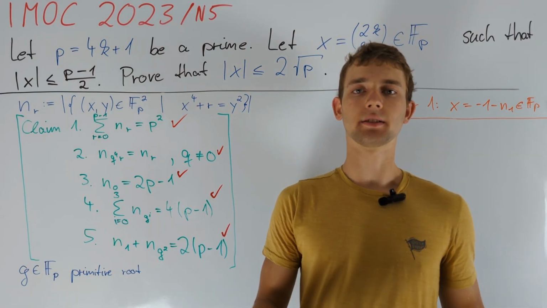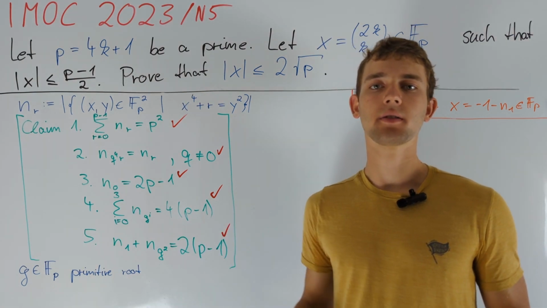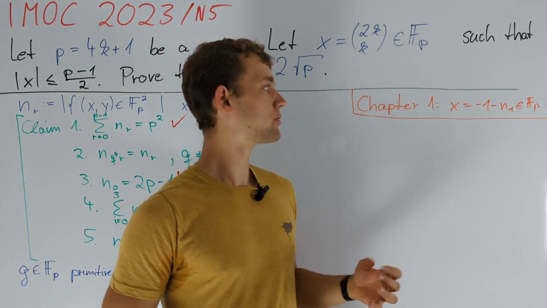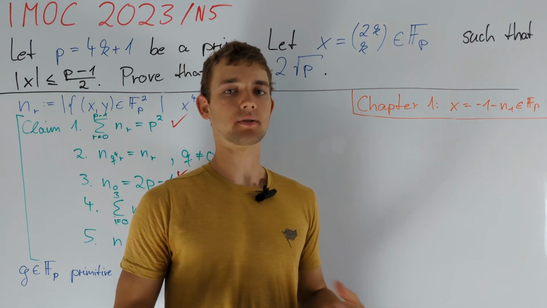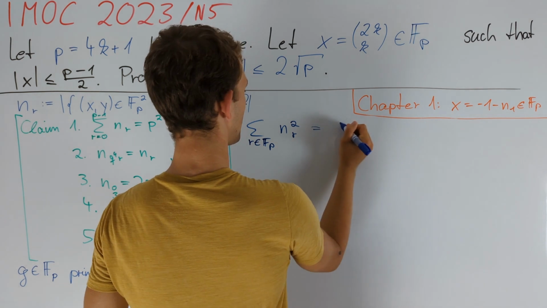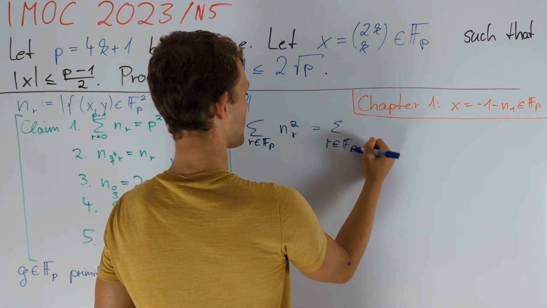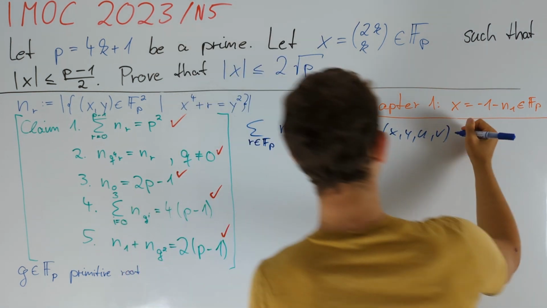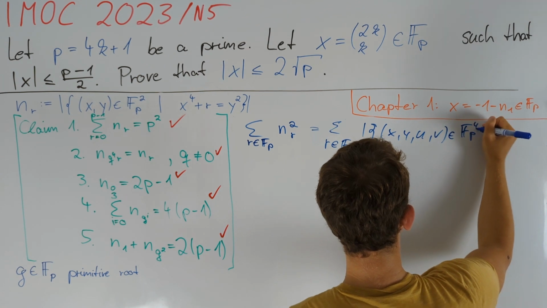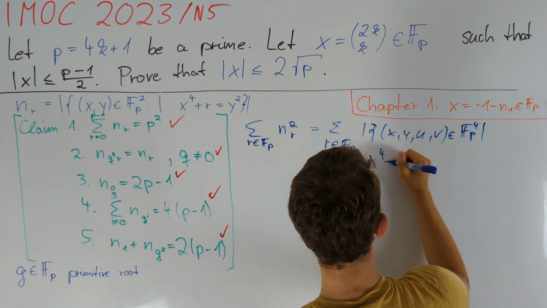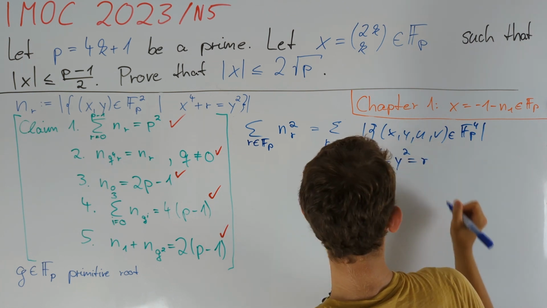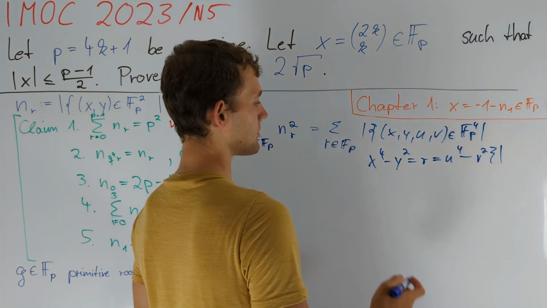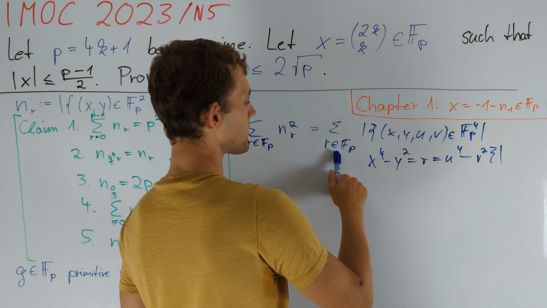The last idea is considering the sum of nr squared. We already found out that we expect a value of p minus 1 for n1, which is very good. Now we just want to prove that the error from this expected value is not too large. The sum is equal to the sum over r in Fp of the number of quadruples x, y, u, v in Fp to the power of 4 in such a way that we have x to the power of 4 minus y squared is equal to r, which should also be equal to u to the power of 4 minus v squared. Since we are summing over all possible values of r, we can just drop the sum and the r here.